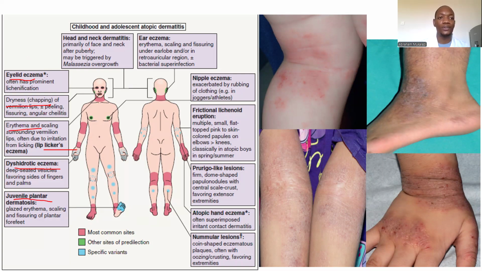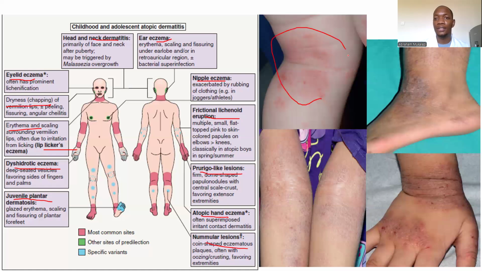And we can also get it affecting the head and neck, the ears, the nipple, frictional eczema, then prurigo nodularis-like lesions, and then atopic hand eczema. Then you can also get nummular lesions, as we talked about previously. We're just going to see the pictures now. So in this case, this is the flexural area.